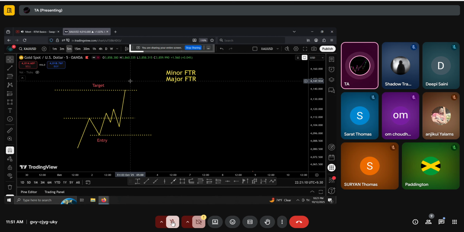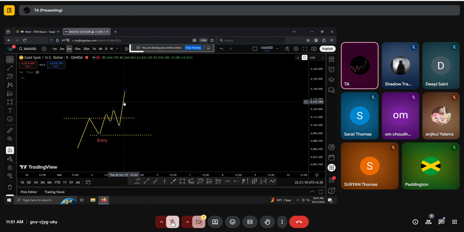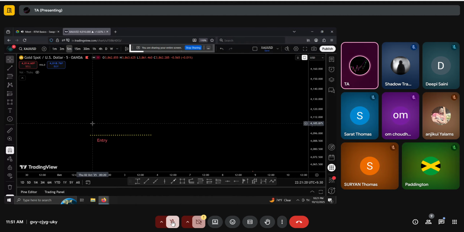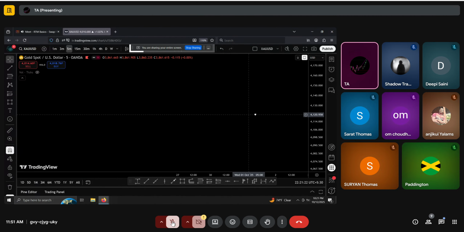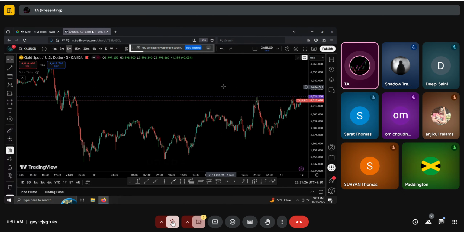Okay. So now we will take the example of DP and just delete this and let's go to the real chart. Okay. Here is the real chart.